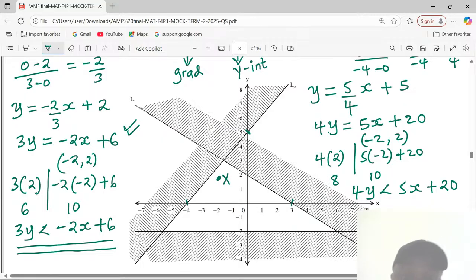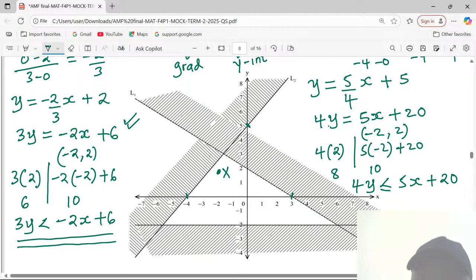discover that line 2 is a complete line. It is a complete line, meaning that we shall have less than or equal to, because of the complete nature of the line, or equal to. Then finally, we have line 3 now.